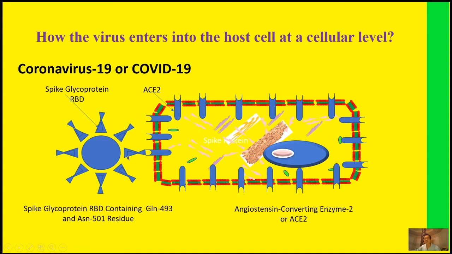So the viral endocytosis stages: there's a first stage of digestion, so the trypsin enzyme is involved.